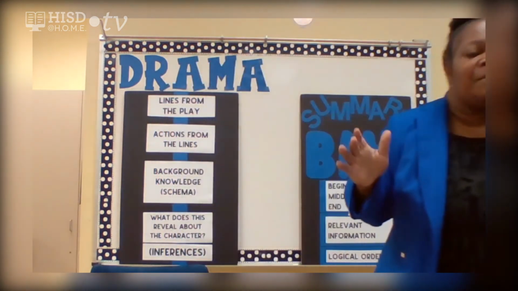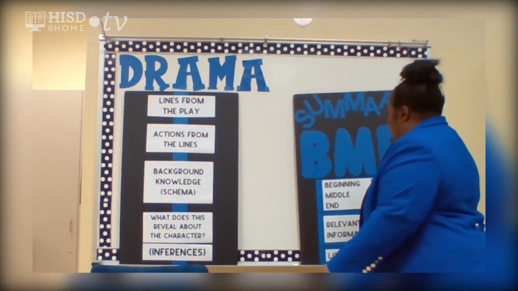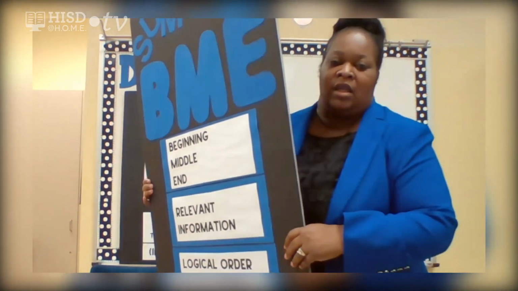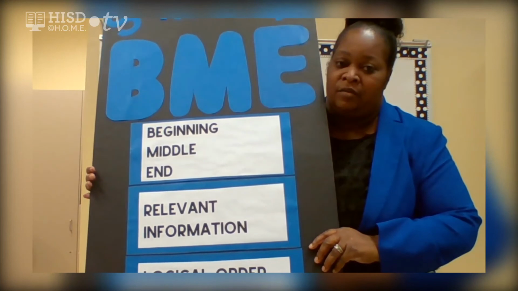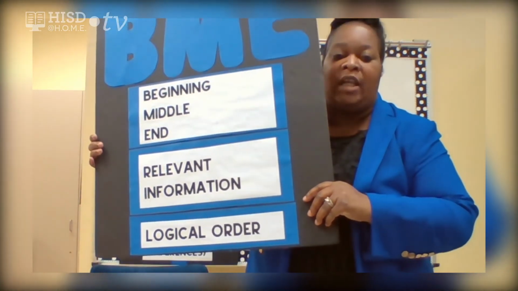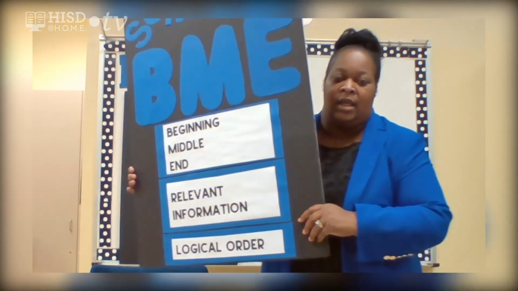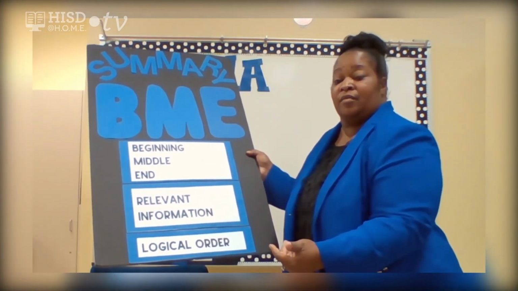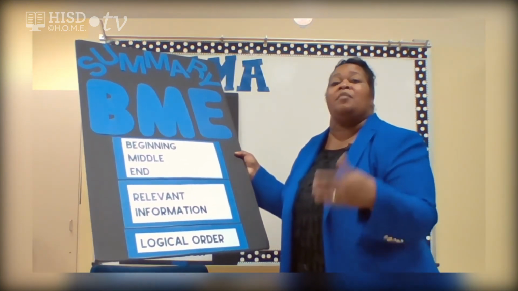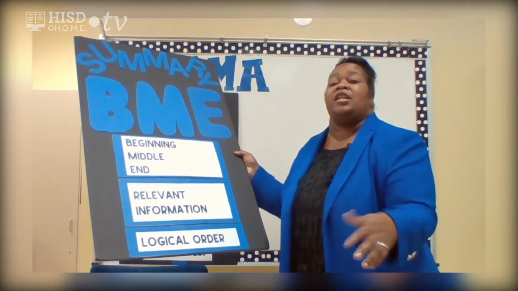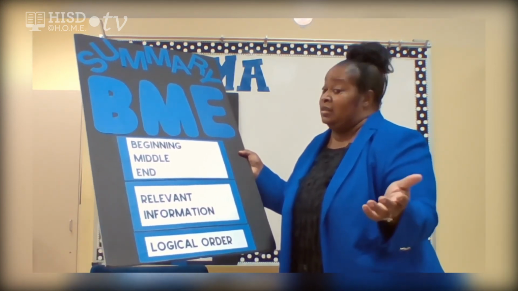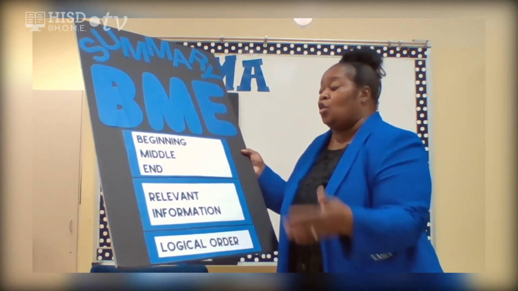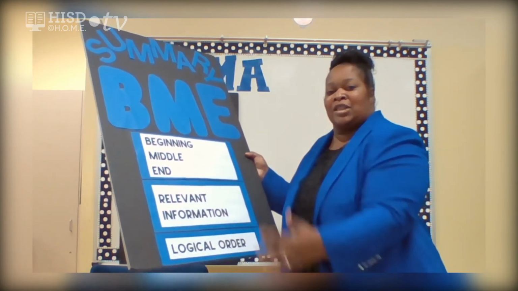Now, in summarizing the story, the summary has major components. The summary is the beginning, middle, and end. We must include the relevant information, and it must be in logical order. A good summary has a beginning, middle, and end. And one misconception that I've seen with students is that many of them feel that the summary just entails the beginning, middle, and end. We must always include relevant information, and it has to follow a logical sequential order.